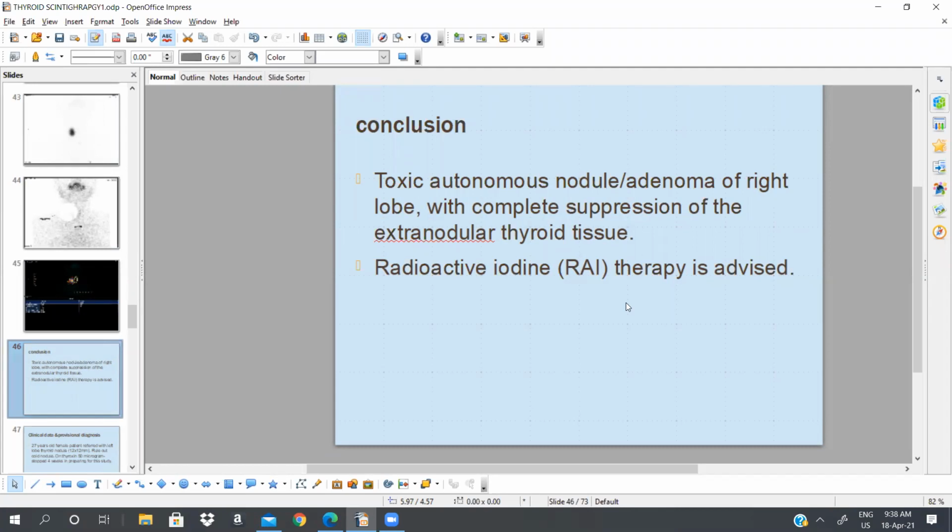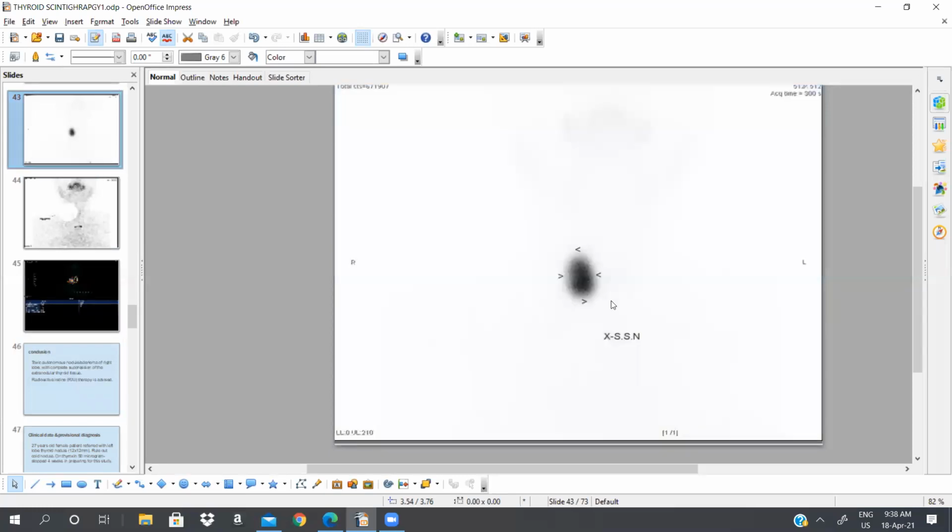So for this case, it's very beautiful to give radioactive iodine therapy. What will happen in this case? The radioactive iodine will destroy many follicles of this toxic nodule, while the rest of the gland will not be affected. Why? Because this hot nodule will trap all the radioactive material, and it will treat this one and will not affect the rest. After that, if you do the image, you will see the rest of the thyroid tissue.